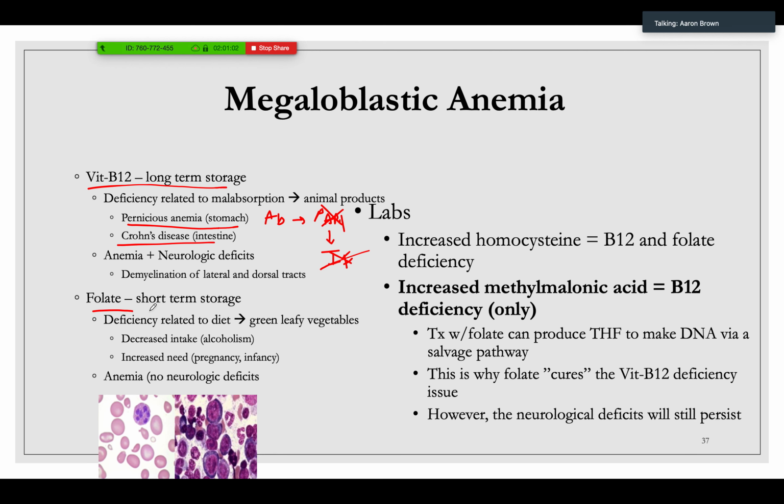In terms of folate, this is short-term storage, and so if you have a deficiency of folate, this is a deficiency of green leafy vegetables. Think about your alcoholics. Alcoholics often drink alcohol instead of having a normal meal. And then there's also cases of increased need. So in pregnancy and infancy, you need a lot of folate. Okay? Great. So these are the labs that we talked about in the last slide.